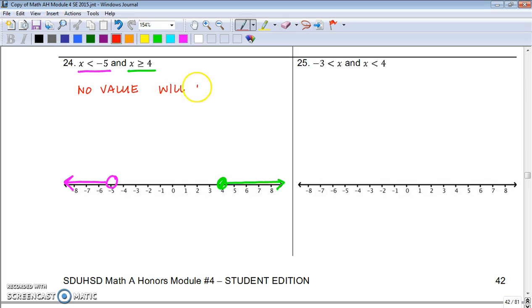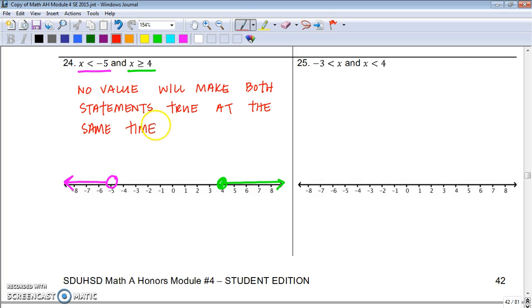No value will make both statements true at the same time. So what I mean by that is 7 works for the green one, but it doesn't work for the pink one. So then if I try to pick something that works for the pink one, like -8, well, that doesn't work for the green one. So there's nothing that's going to work for both of these.